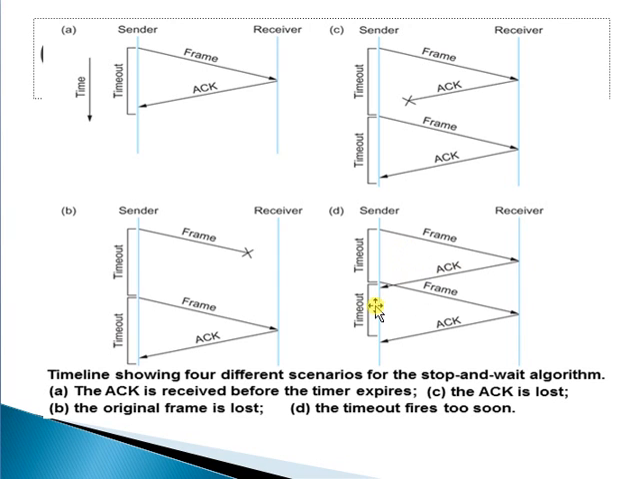This scenario describes how the sender to receiver exchange fails. The sender sends a frame and the receiver gives the acknowledgement, but the acknowledgement is sent after a timeout. Hence the sender retransmits the frame, and the receiver again transmits the acknowledgement. These are the scenarios in the stop and wait protocol.